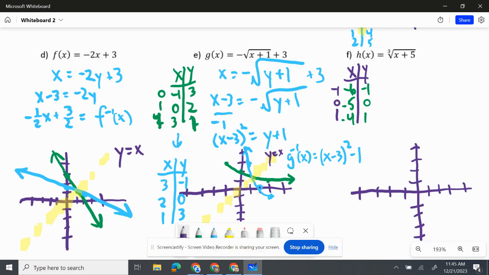So I'm going to put a few more tick marks on here just to make sure it fits. So I have (-6, -1), (-5, 0), and (-4, 1). And I'm going to make sure it looks like an S.